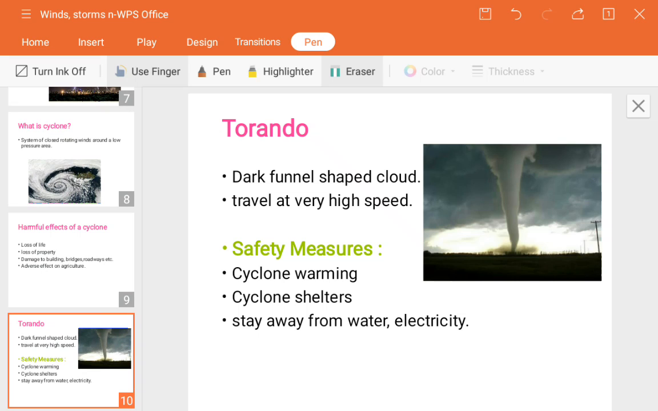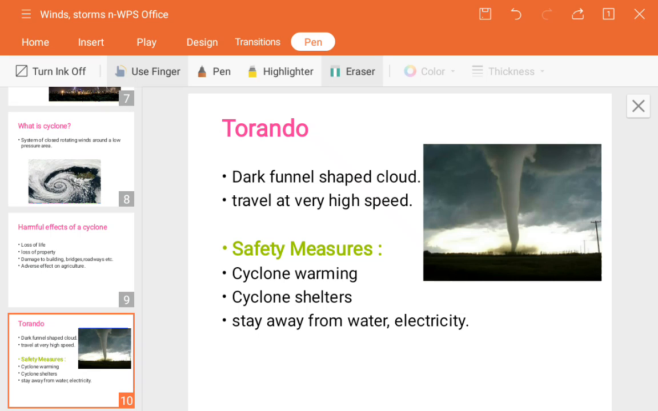Next, cooperation with others and the rescue team. Whenever people come in such a situation, that is called a rescue team. We have to cooperate with them, and as they tell us to do, we can follow those things. So these are some points about the safety measures, whether for a tornado or for lightning. We have to take care of these things.